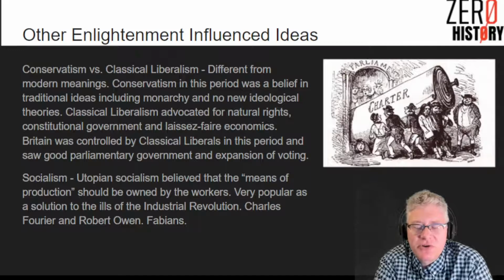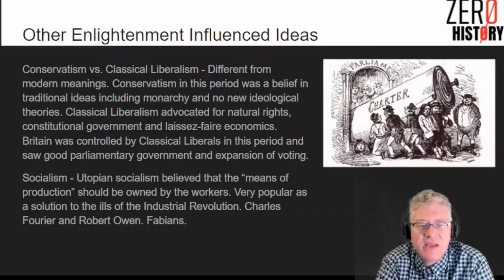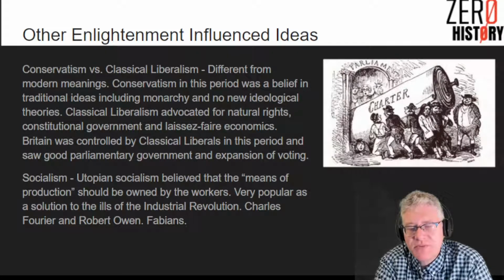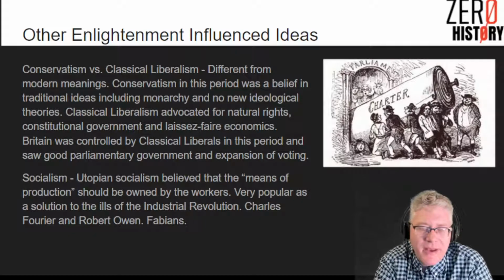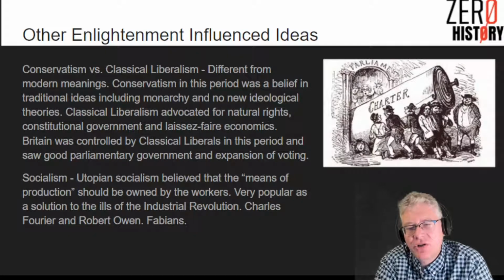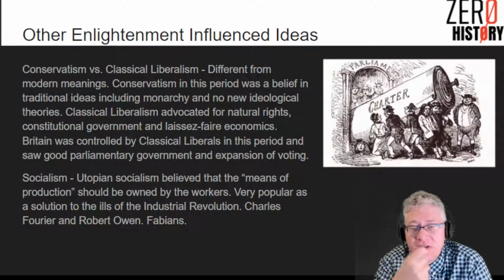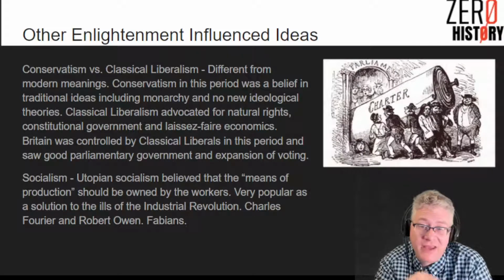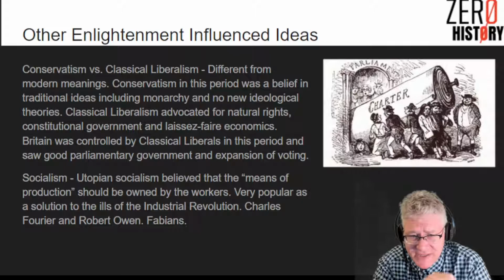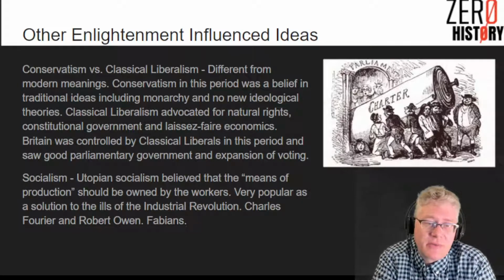But utopian socialism in particular believed that the means of production should be owned by the workers. So the factories that are going to come about as a result of the Industrial Revolution should, instead of being owned by capitalists, by people who are putting money in, be owned by the workers themselves. A lot of people found it very popular as a solution to the ills of the Industrial Revolution. We will talk about those ills later, but they're pretty bad, like people working all day in factories and dying of horrible diseases. So this was considered a way, potentially, to help stop some of those problems.